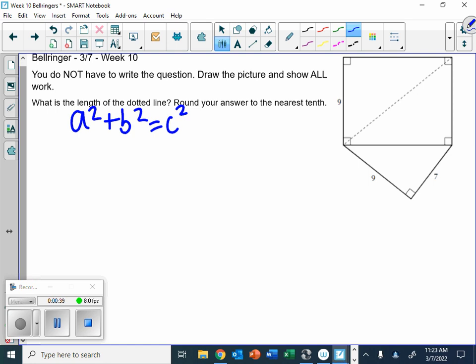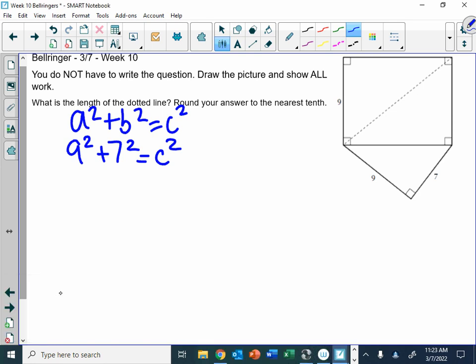This missing piece, is it a leg or a hypotenuse? Hypotenuse. So what letter does that correspond with? C. Good. Okay, so a and b can be 9 and 7, doesn't matter, just as long as they're not c. So 9 squared plus 7 squared equals c squared. What is 9 squared? 81 plus 7 squared? 49 equals c squared.